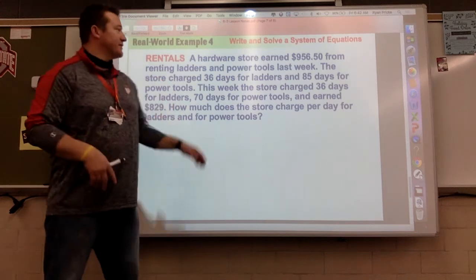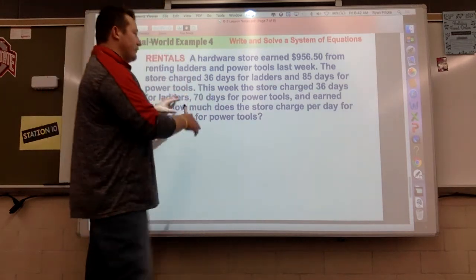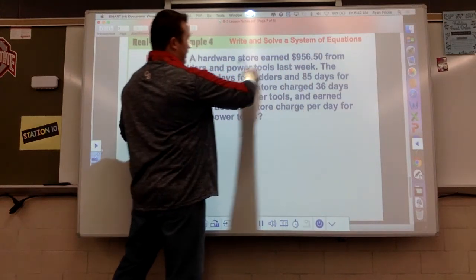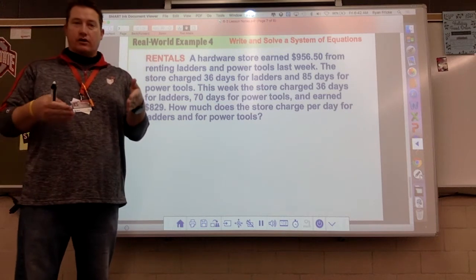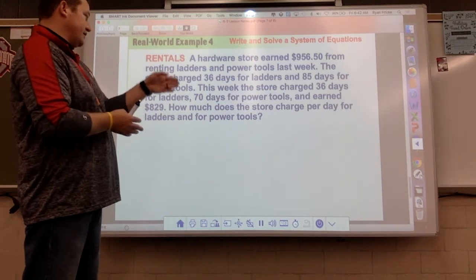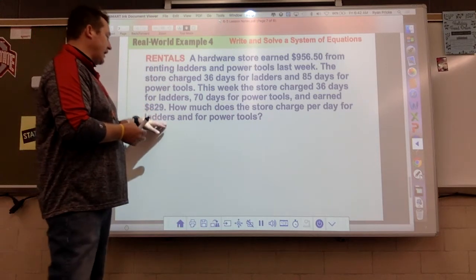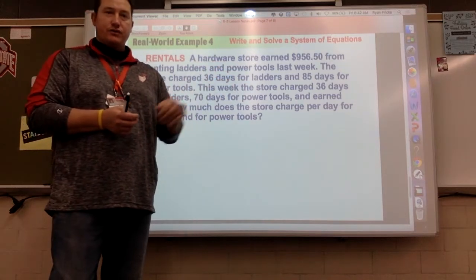We just got to write a system, guys. We're just going to write these last two. I'm not worried about solving them, again, you can solve them. They're going to have what might be bad numbers. But anyway, if we're not sure of our variables, read the last sentence. How much does the store charge per day for ladders and power tools? There's your two variables, ladders, power tools.